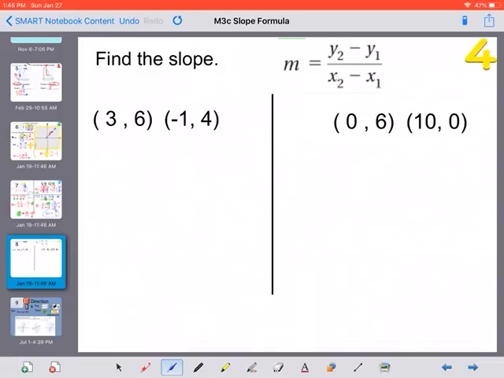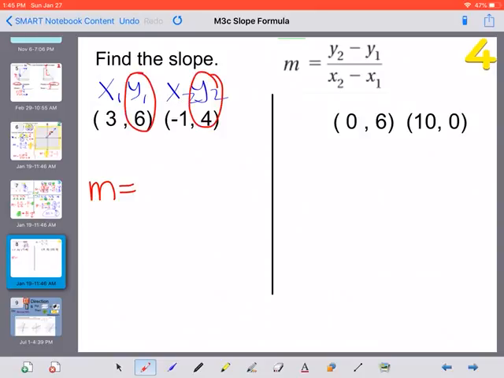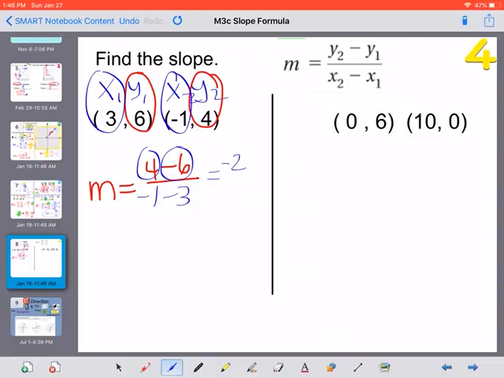And the last 2 points here. xy first point, xy second point. If you want to try this one on your own, that might be a good idea to practice. So we have y2 minus y1, so 4 minus 6. Then the second one, x2 minus x1 on the bottom, -1 minus 3. Well, 4 minus 6, there's more negatives than positives, so we have a -2 if we subtract.